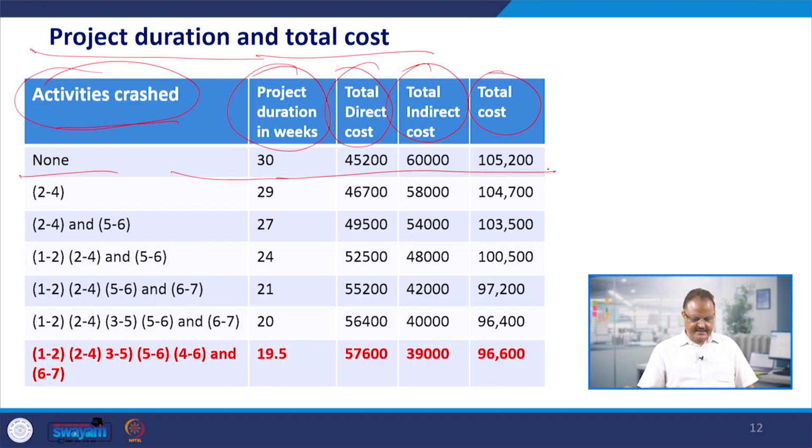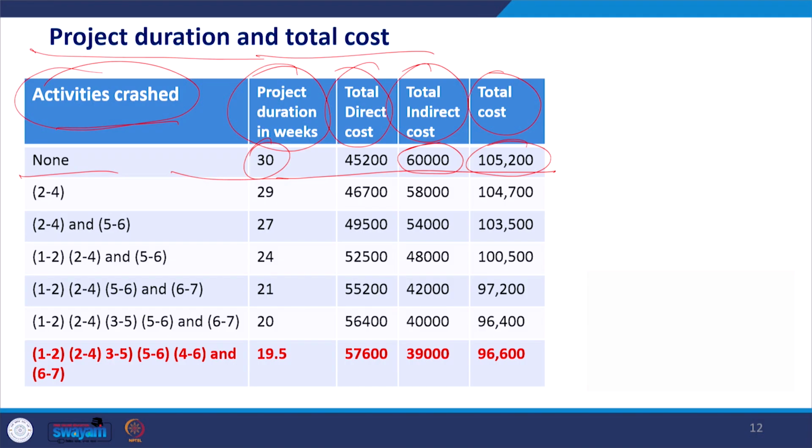This was the original case, that is, no activity was crashed. Original duration is 30 weeks, direct cost was 45,200, and the fixed cost we have found out is, the original information given was 2,000 rupees per week. So 30 weeks into 2,000, the 60,000 is the fixed cost. So the total cost of the project becomes 1,05,200 rupees.